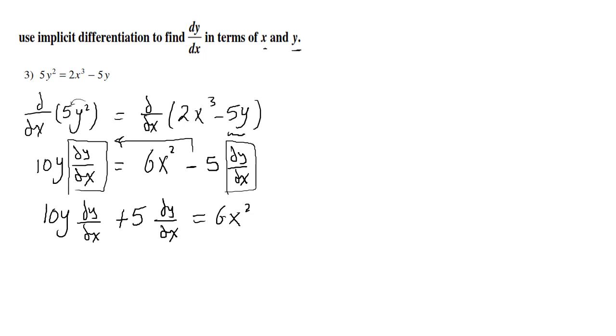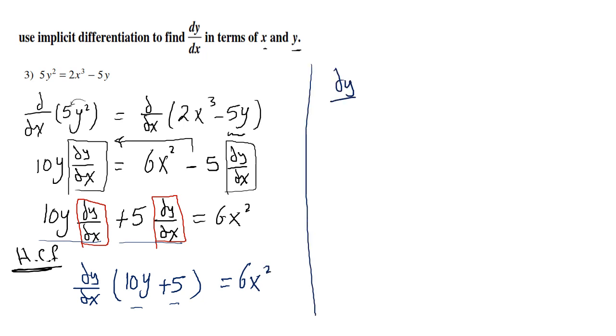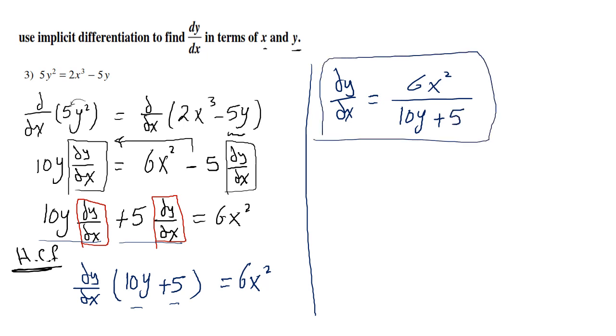I can't add these two terms because they are not like terms, so I'm going to take the highest common factor between them, which is dy/dx. So by taking dy/dx as a highest common factor, it's going to be 10y plus 5. Since I have two terms outside the bracket, I should have two terms inside the bracket. Is equal to 6x squared. So dy/dx is equal to 6x squared divided by 10y plus 5. And this is the value of dy/dx in terms of x and y.